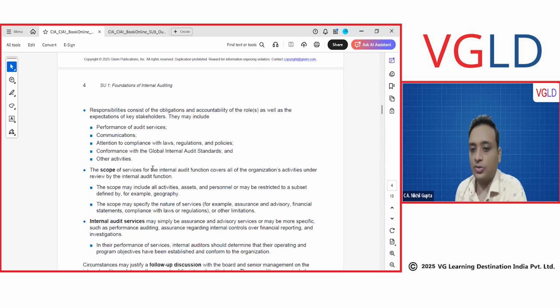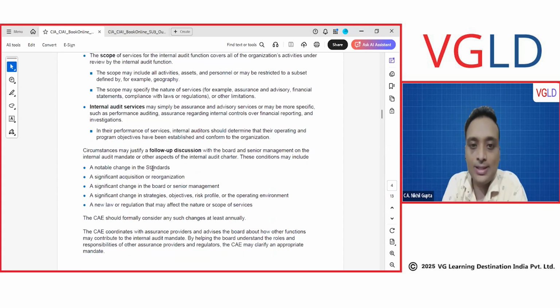Scope may specify the nature of services, as we discussed about the difference between assurance and advisory services. When we are defining our scope, we have to define the nature of services we are going to give. For example, we are giving advisory and assurance services on financial statements, compliance with laws and regulations, or any other limitations.